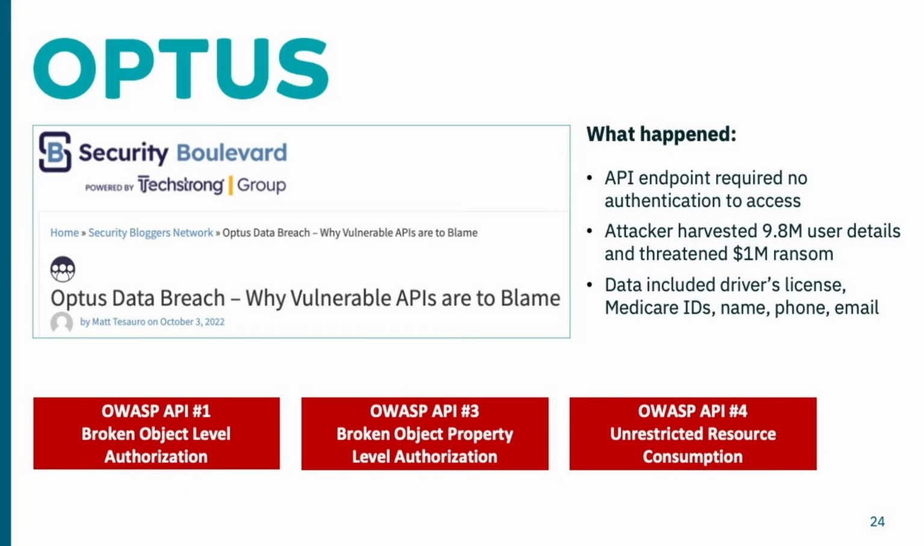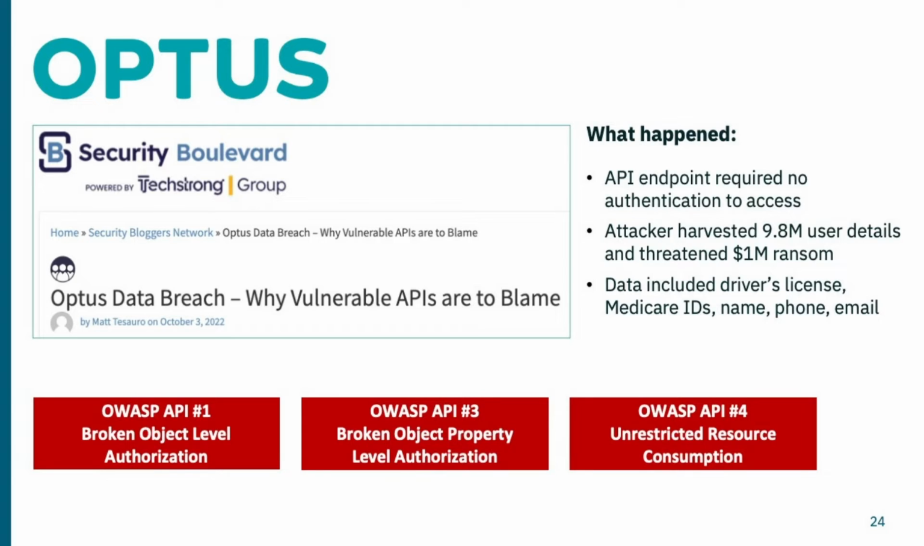Here we are with the last couple. Optus is a large telco in Australia. They had a massive breach, and as you can see, vulnerable APIs were to blame. Again, an API endpoint with no authentication, right? Which is an OWASP number 2 violation. They were able to harvest 9.8 million user details, including things like driver's license IDs, Medicare IDs, name, phone, email, and more.